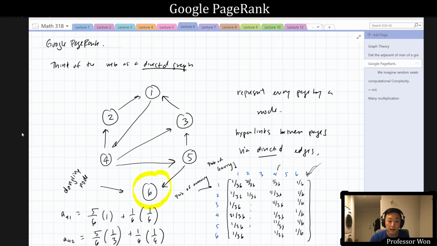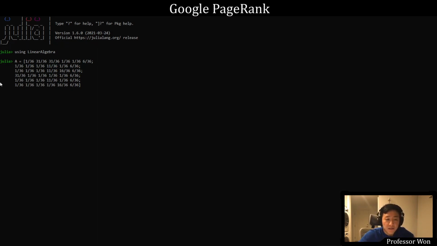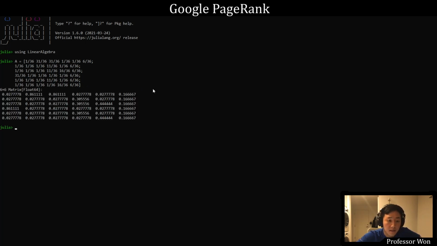Okay, but now what we should do is we should actually try to understand this matrix, which is best done in software. So let's now switch to Julia. By the magic of television, what I've done is I've opened Julia. I've said I want to use linear algebra, and I've entered the PageRank matrix that we were just talking about, right? So for example, the first column was 1/36, 1/36, 1/36, 31 over 36, 1/36, 1/36. Okay, so let's enter this matrix into Julia.